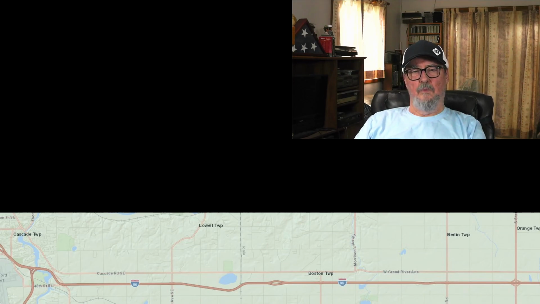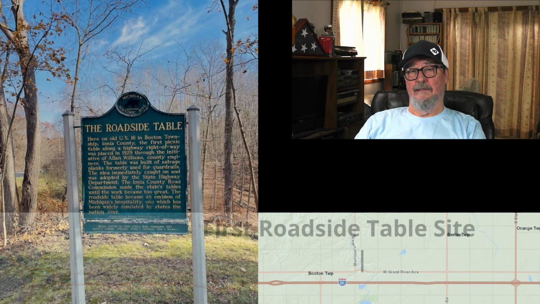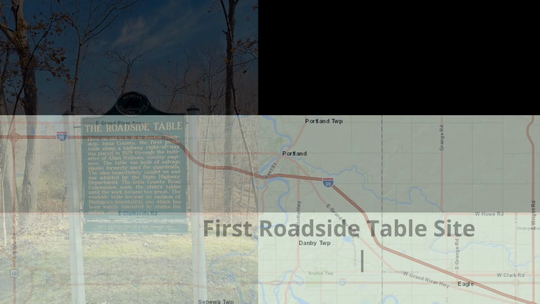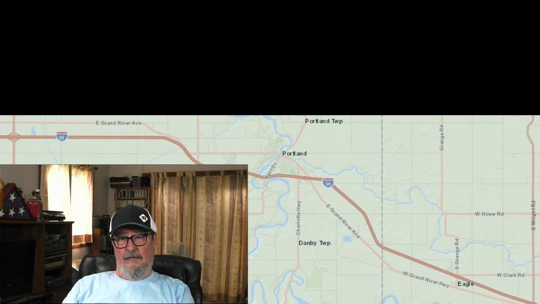Near Morrison Lake Road, the road to Saranac, the location of the first roadside table. In Portland, a statue of Verlin Kruger, a gentleman who was very active in promoting kayaking events.